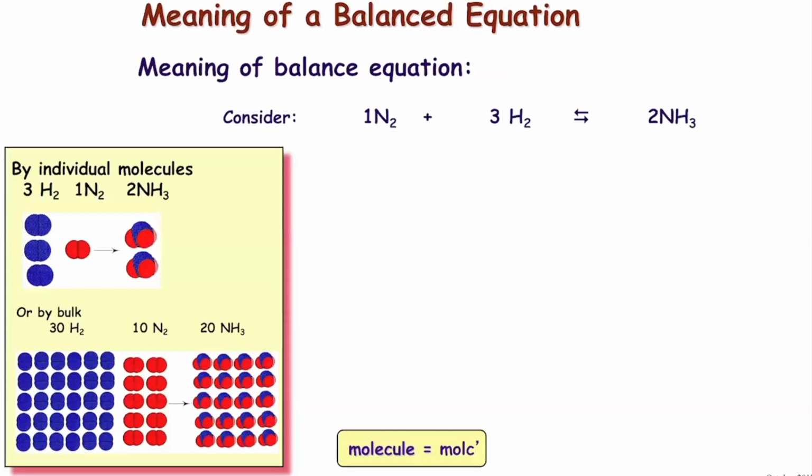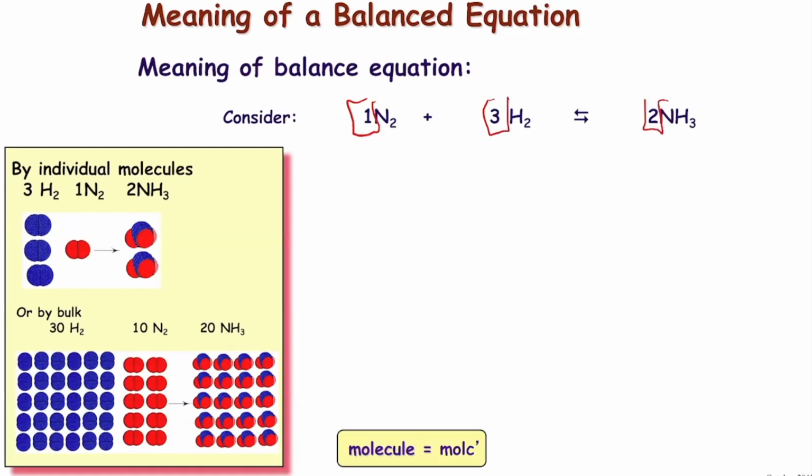So when you have a balanced equation, it not only shows you the individual atomic ratio, the molecular ratio, but it shows you the bundle ratio. 3 hydrogen molecules react with one nitrogen molecule to produce 2 ammonia molecules. But if I have 30 hydrogen molecules, then I would need 10 nitrogen molecules to produce 20 ammonia molecules. These numbers just give you the ratio.